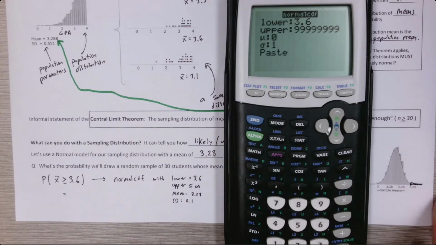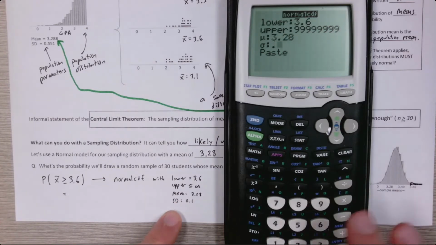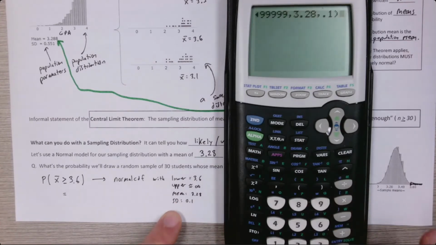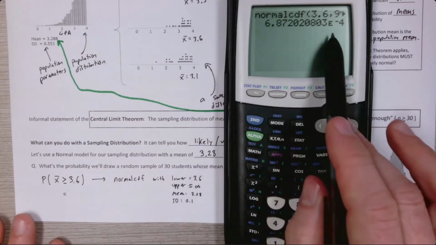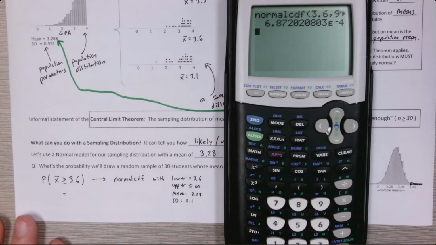As my approximation of infinity. It's a very poor approximation of infinity. And let's see, so the mean is going to be 3.28, and the standard deviation is going to be 0.1. And let's find the probability, and the probability is 6.87 times 10 to the negative fourth, which I've written down here.